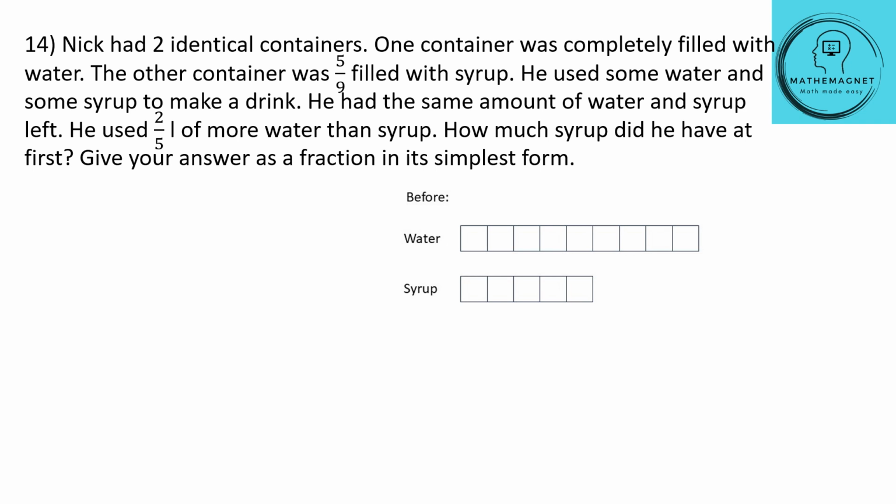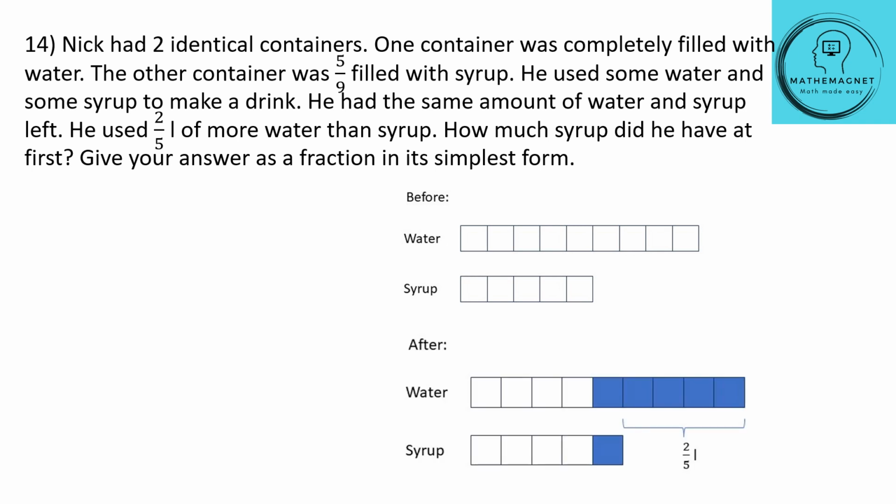So water there are 9 units and syrup there is 5 units. Because they are identical containers, we can take water as 9 units and syrup as 5 units, because it is 5 by 9. Now after he has used some amount of water and syrup, they are saying he is left with equal amount of water and syrup. So in order for this to happen, he must have used 5 units of water and 1 unit of syrup to get 4 units equal each, correct?